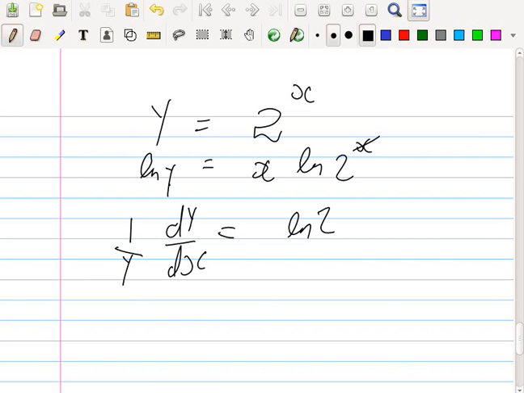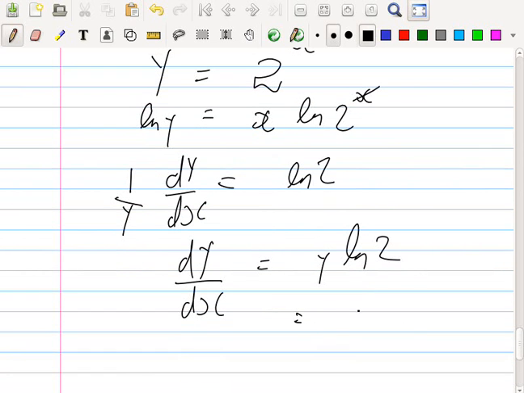Now, what should I do next? Well, I should bring the y up. And I get y log 2. But actually, you know what the y is. What is y? Yeah, 2x log 2. So the derivative of 2x is 2x log 2.